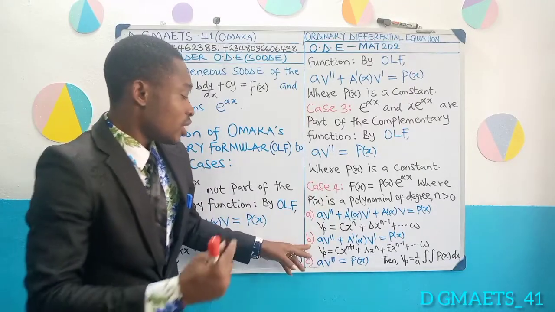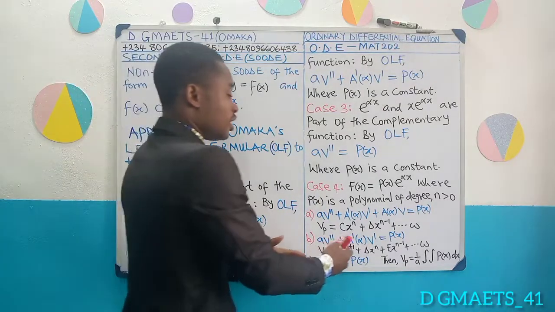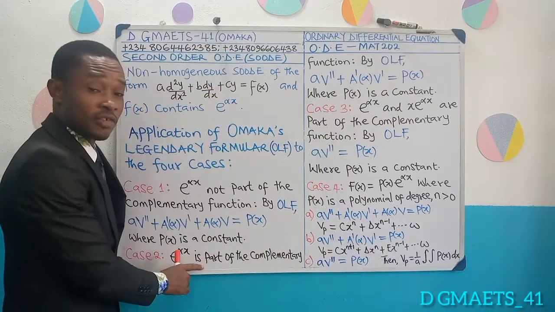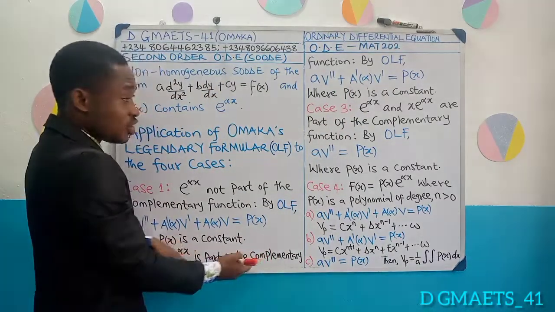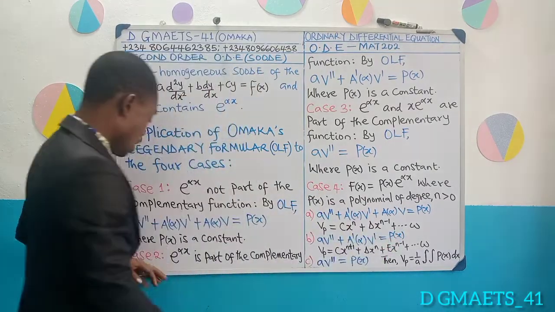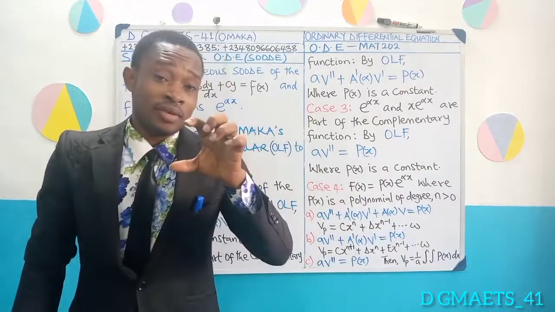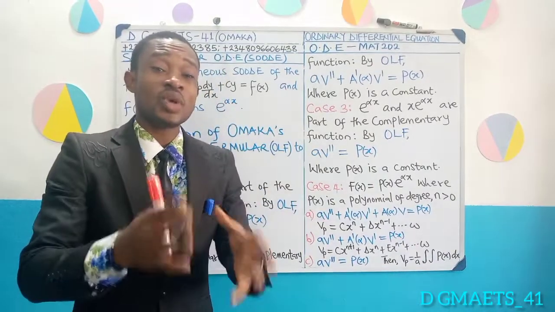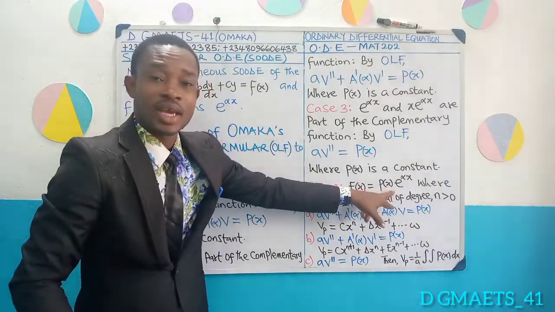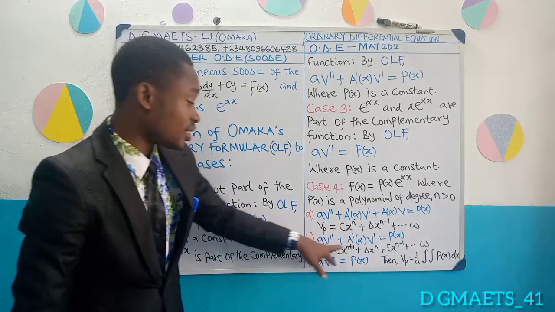Is that okay? Now, we look at B part of case 4. That is in a situation where the first term of the Omaka's legendary formula is no longer there, just like you have in case 2 here. Are you following, right? Once again, the difference between this case 2 and then case 4b is that this p of x in case 4b is a polynomial, but in case 2, the p of x is a constant. The same condition applies that you have a situation where the exponential function or the exponential term in f of x appears once in the complementary function. When that is the case, this formula applies.